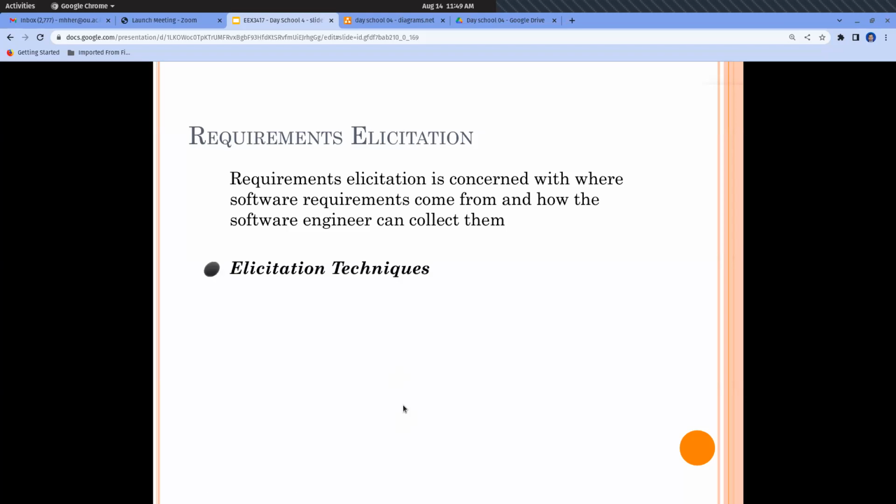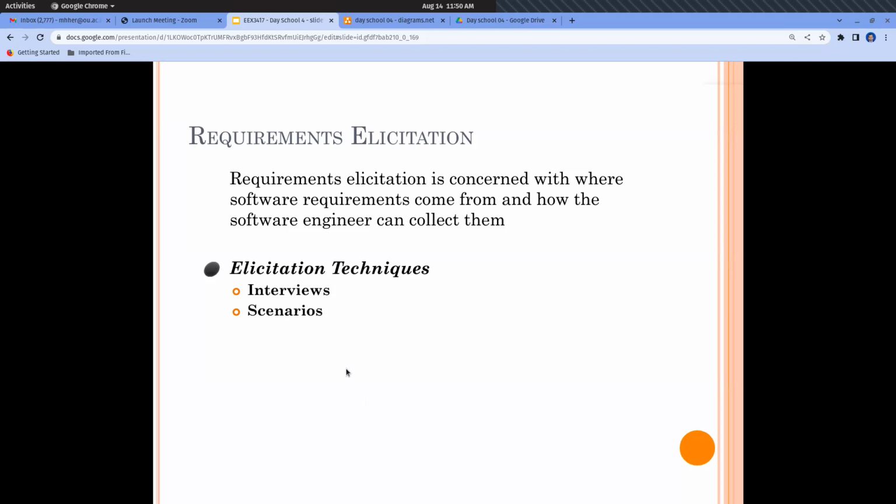To collect that information, there are elicitation techniques. One is interviews. Interviews with higher people, middle people like managers, operational management, strategic management, and then workers, some lower level employees. The software engineers go and meet those people, take some time and conduct interviews.